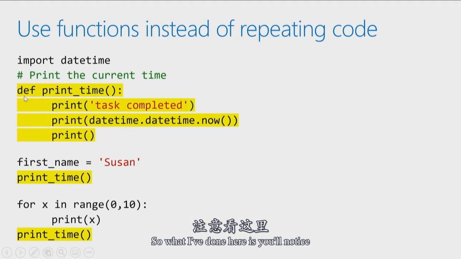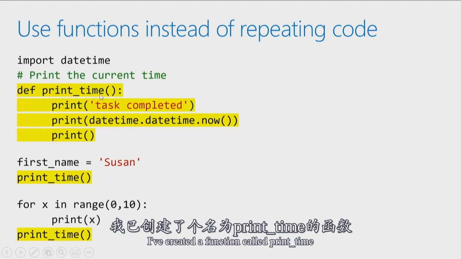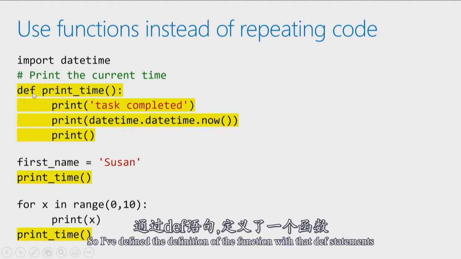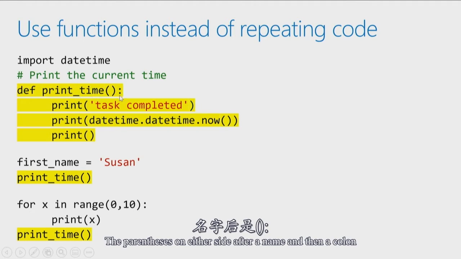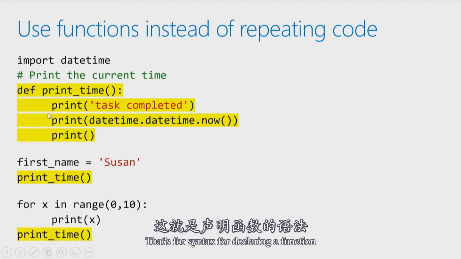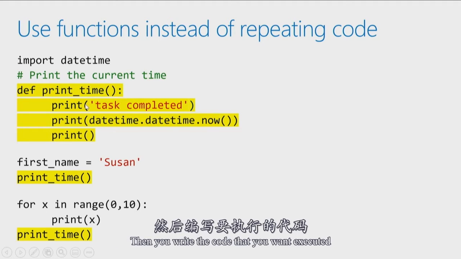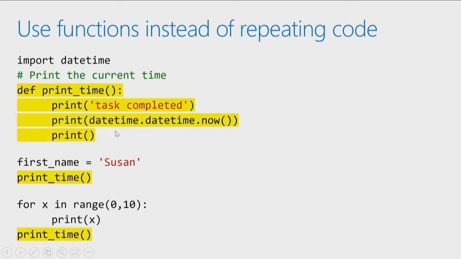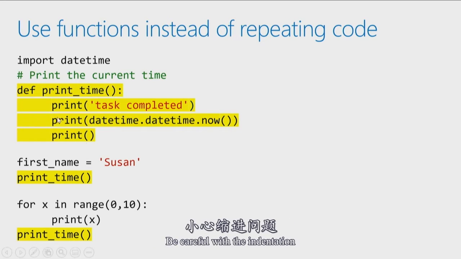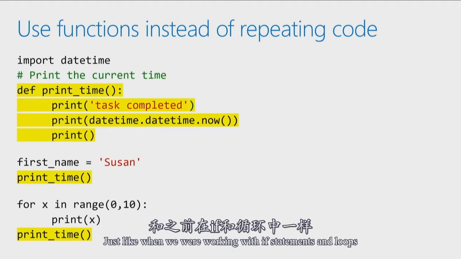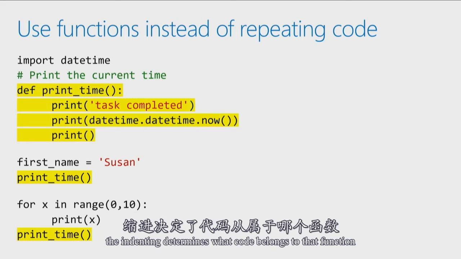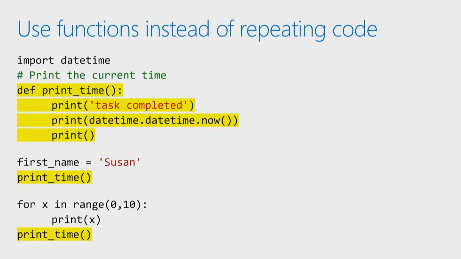So what I've done here is, you'll notice I've created a function called printTime. I've defined the function with that def statement. So define a function called printTime, the parentheses on either side after a name, and then a colon. That's the syntax for declaring a function. And then you write the code that you want executed every time you call the printTime function. Be careful with the indentation. Again, it needs to be indented by 4 spaces. Just like when we were working with if statements and loops, the indenting determines what code belongs to that function.